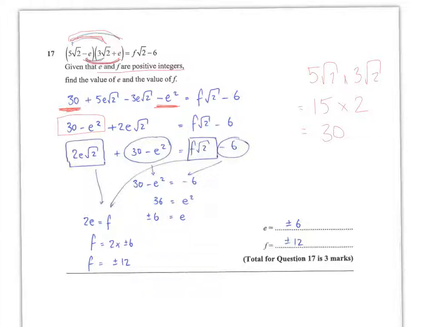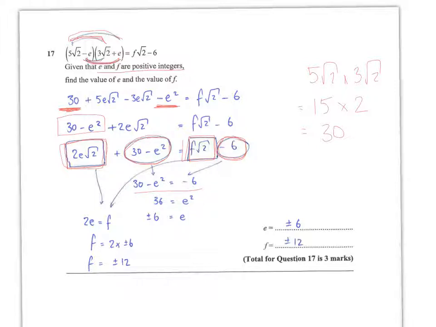Now comparing my integer values on the left and right hand side, well, I've got, as I said before, 30 minus e squared on the left hand side, and on the right hand side minus 6. And my irrational parts, my surd parts are 2e root 2 left hand side, f root 2 on the right hand side. So I can compare those two and say that actually, well, 30 minus e squared must be the same as minus 6.